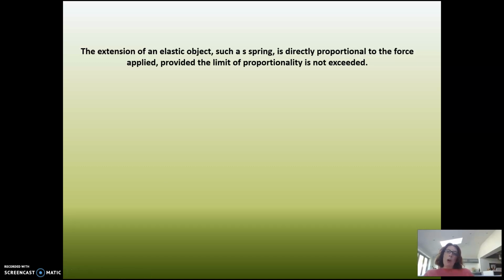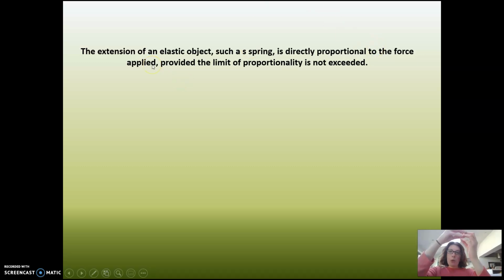So what Hooke said was that the extension of an elastic object, such as a spring, is directly proportional to the force applied, provided the limit of proportionality is not exceeded. So let's break down this sentence a little bit. The extension of an elastic object, such as a spring. So if you're extending a spring, okay, you're pulling it apart, is directly proportional to the force.